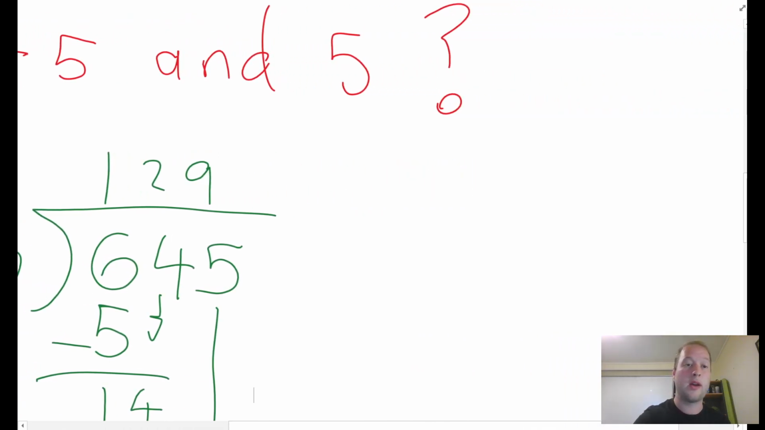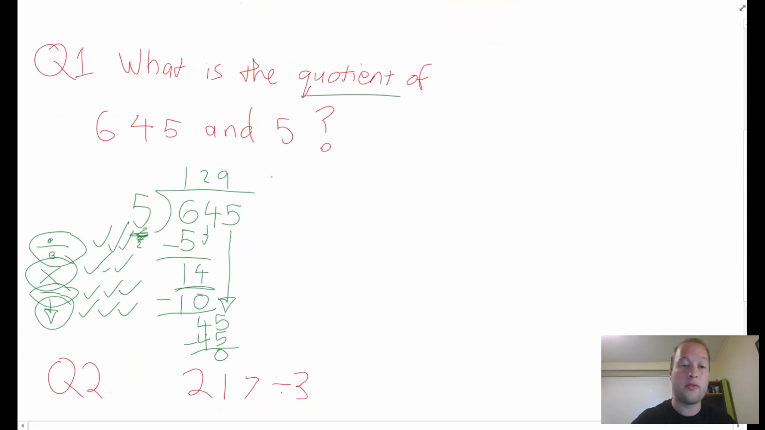So back here with our question, what is the quotient of 645 and 5? The quotient is 129.